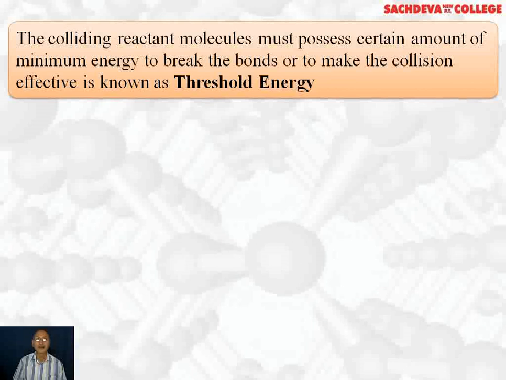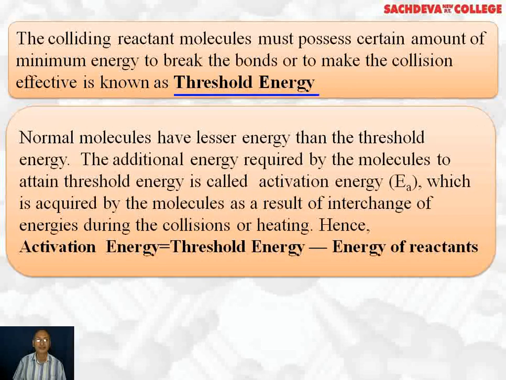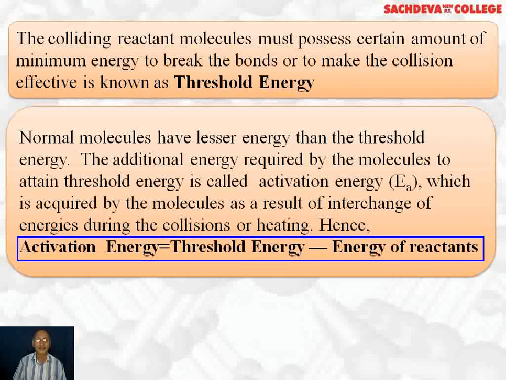The colliding reactant molecules must possess a certain amount of minimum energy to break the bonds or to make the collisions effective, and this is known as threshold energy. Normal molecules have lesser energy than threshold energy. The additional energy required by the molecules to attain threshold energy is called activation energy, which is acquired by molecules as a result of interchange or exchange of energies during collisions or by heating. Hence, activation energy is equal to threshold energy minus average energy of reactants.